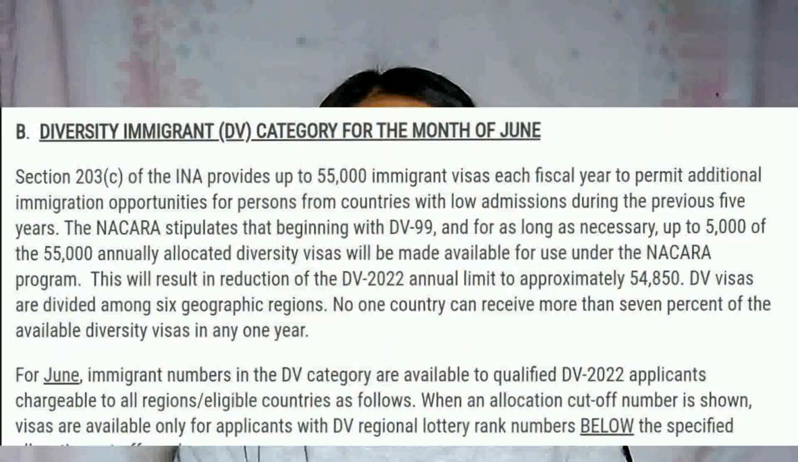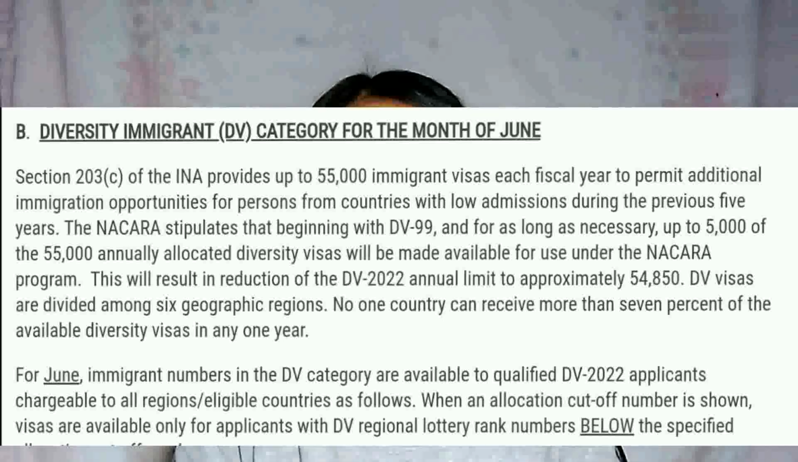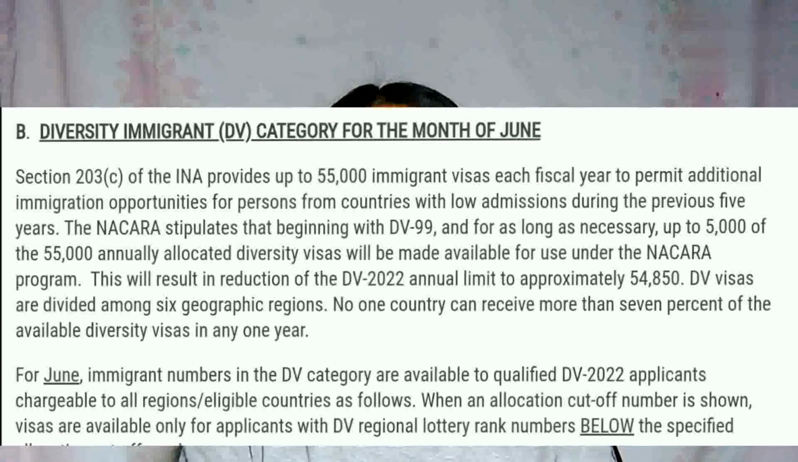Diversity immigrant DV category for the month of June. Section 203C of the INA provides up to 55,000 immigrant visas each fiscal year to permit additional immigration opportunities for persons from countries with low admissions during previous 5 years. The NACARA stipulates that beginning with DV-99, as long as necessary, up to 5,000 of the 55,000 annually allocated diversity visas will be made available for use under the NACARA program.